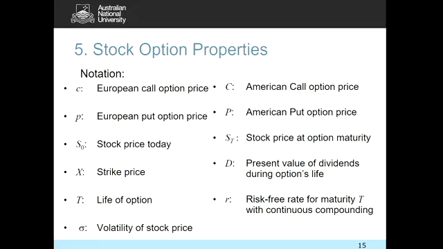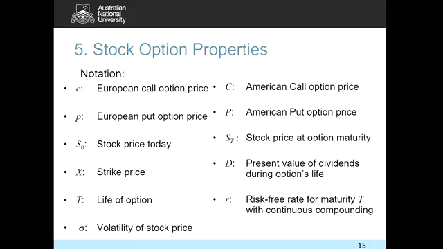Okay, so this is some notation you should all be familiar with from Foundations of Finance. So c, lowercase c, is the European call option premium, capital C the American call option premium, lowercase p the European put option premium, capital P the American put option premium. We have S0, the stock price at the beginning, ST the stock price at the end. So 0 is at the start, T is at the end of the time period. We have X, our strike price, D, the present value of any dividends, T, the life of the option, r is my risk-free rate, remember it must be continuously compounded.